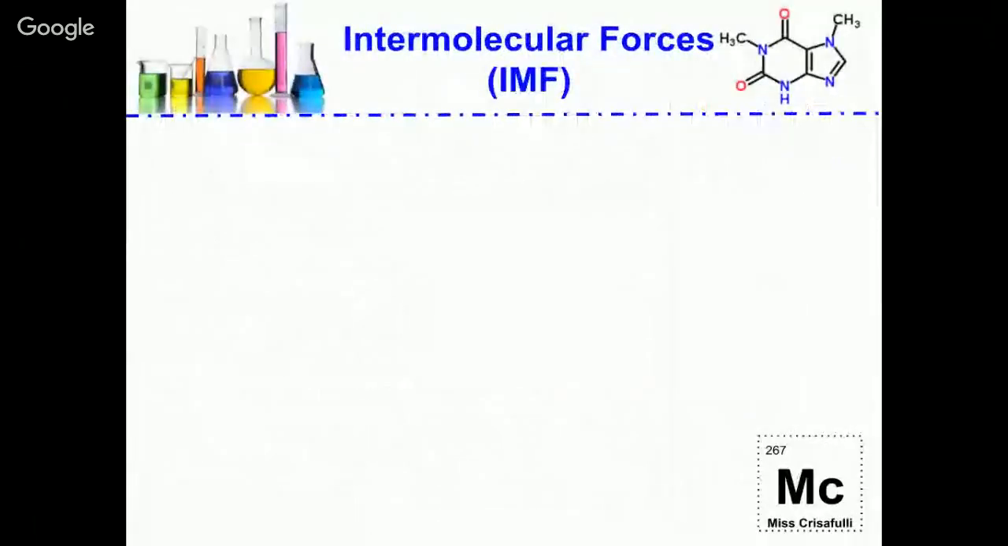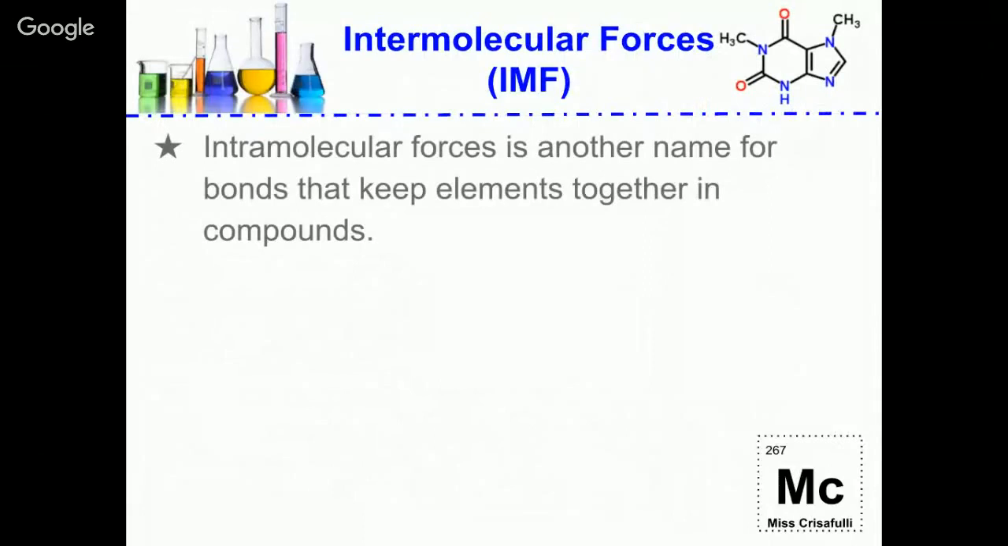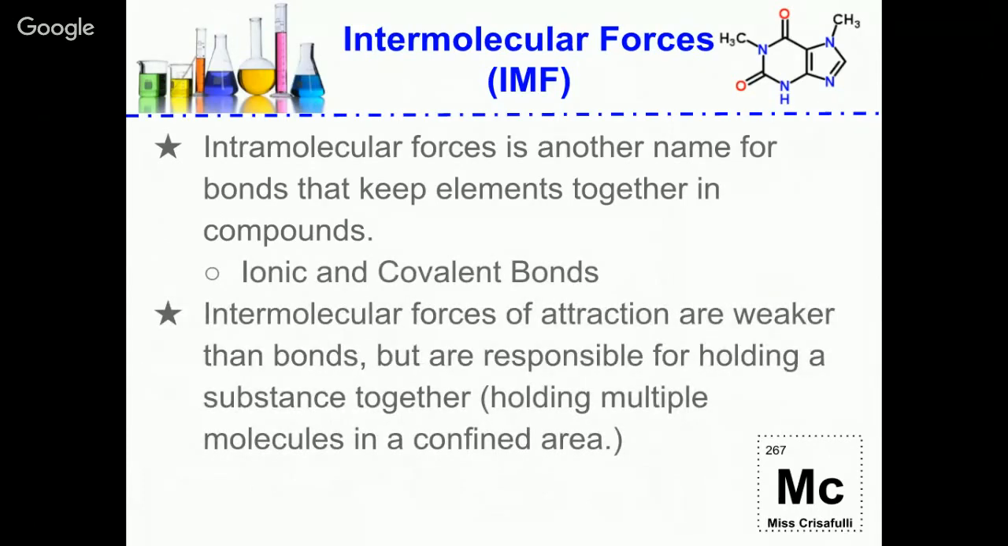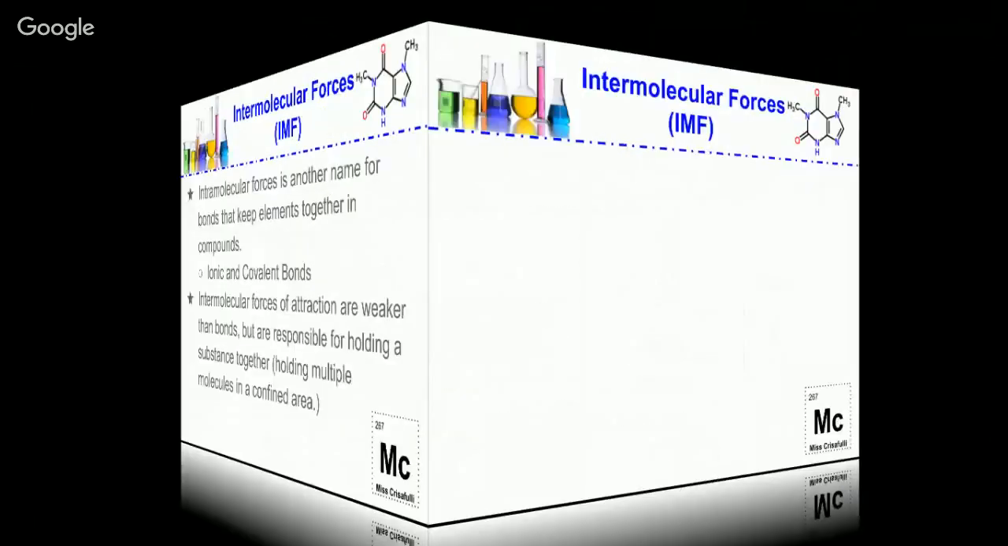So now let's talk about intermolecular forces, what we know as IMFs. Intermolecular forces is another name for the bond that keeps elements together in a compound. You have ionic and covalent. Intermolecular forces are attractions that are weaker than bonds but are responsible for holding a substance together. So basically, they're going to hold molecules close to each other.